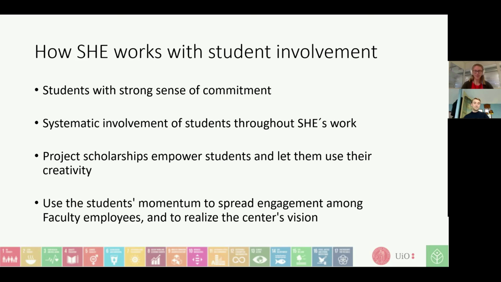So when working with SHE, there has been a bubbling student commitment, and it has been really inspiring to be a part of. In SHE, we want to use this student momentum to spread their engagement among the employees at the faculty as well, and in a broader aspect. We are convinced that the students are a key factor in realizing the vision of the center, and that is why SHE systematically involves students throughout all the work of the center. Thank you.